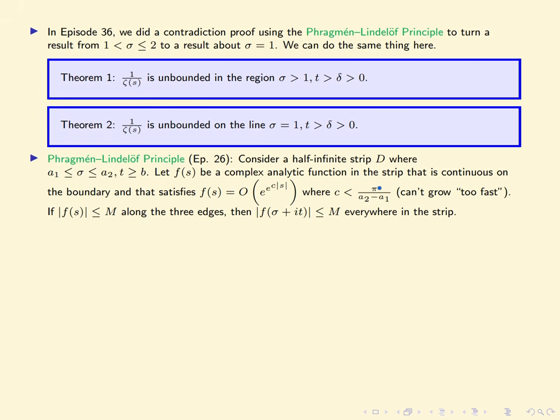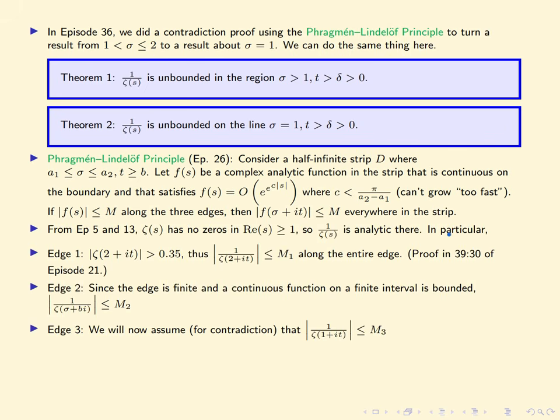And the proof is by this thing called the Phragmén-Lindelöf principle. We showed this in episode 26, although I'm using a slightly altered version of it. Consider a half-infinite strip D, where a sub 1 and a sub 2 are these bounds of sigma, and then t is greater than or equal to b. Let f of s be some complex analytic function in the strip that is continuous on the boundary of this strip and satisfies this growth condition where it doesn't grow double exponentially. So the function doesn't grow too fast. Then if the absolute value of f of s is bounded by m along the three edges of this half-infinite strip, then the function is also bounded by m everywhere inside the strip.